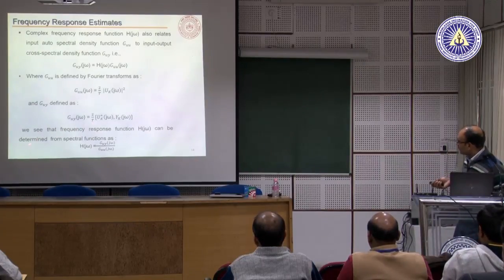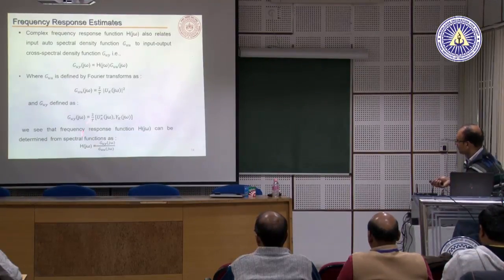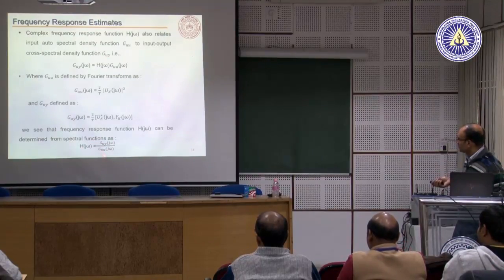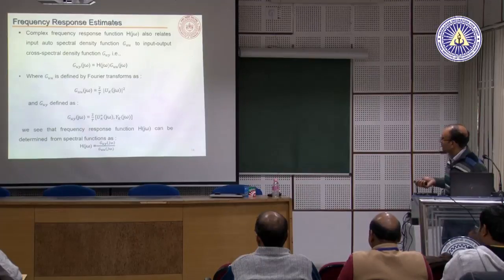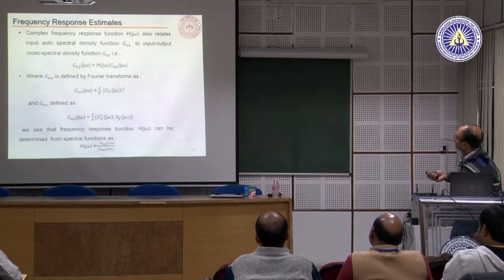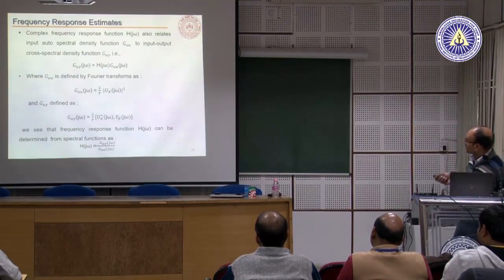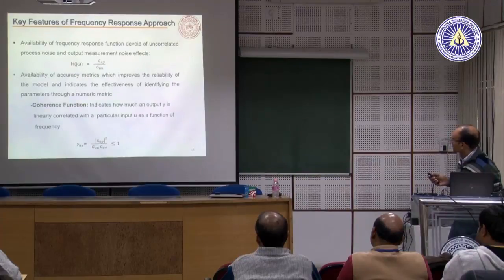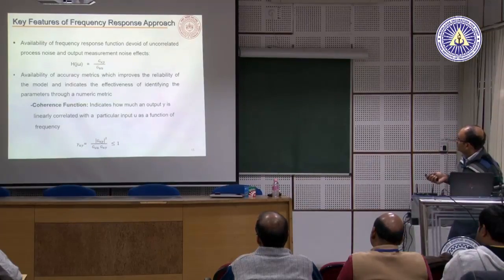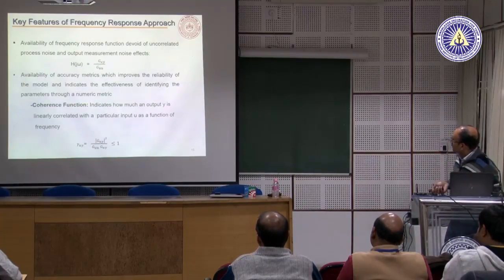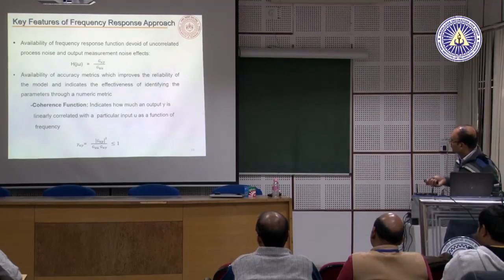So based on all this information, we can see that the frequency response function can be determined from spectral functions by using this relationship. So H(jω) is actually G_uy(jω) divided by G_uu(jω). This is the input-output cross spectral function G_uy, and G_uu is the input auto spectral density function.